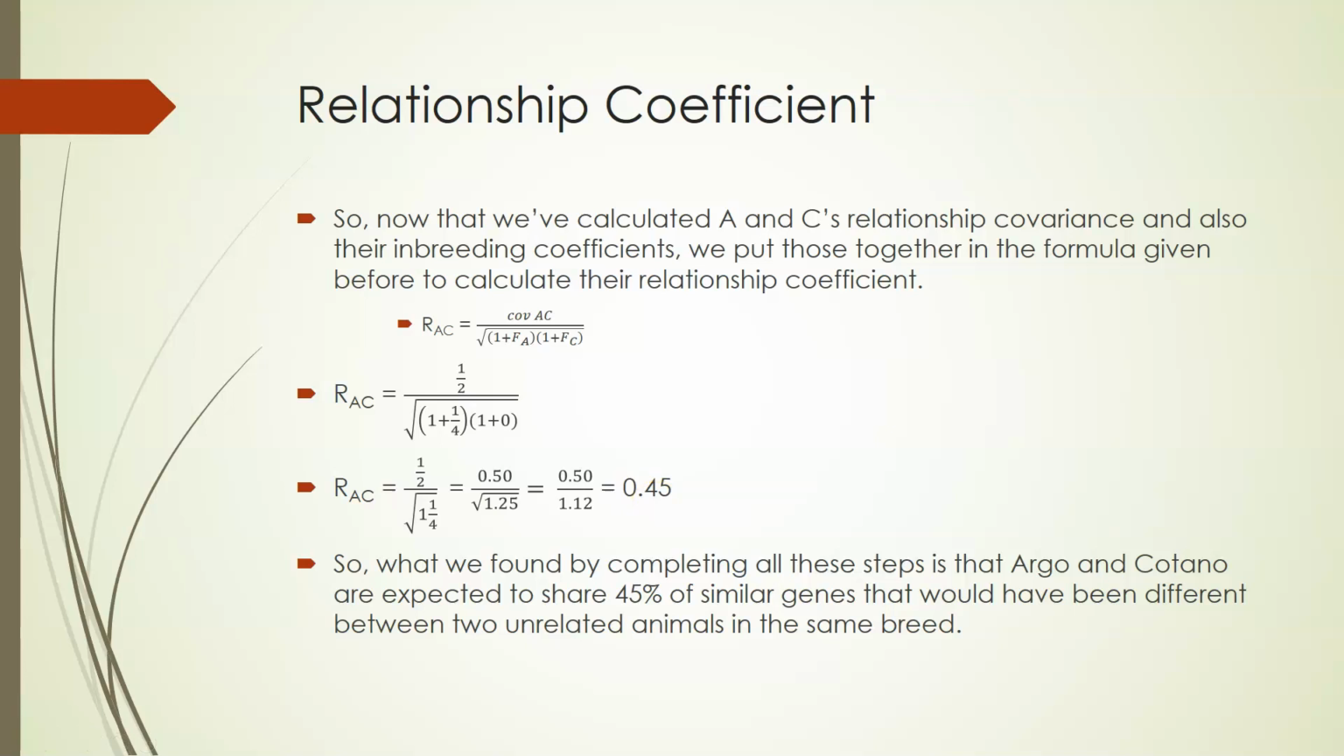So basically, after completing all these steps and figuring out where Argo and Catano are related through ancestry, we know that they are expected to share about 45% of similar genes that would have been related between two unrelated animals in the same breed. So this is a pretty good thing to see. Say you're trying to use these animals on something, but this is basically showing you how to take two animals and see how already similar they are.